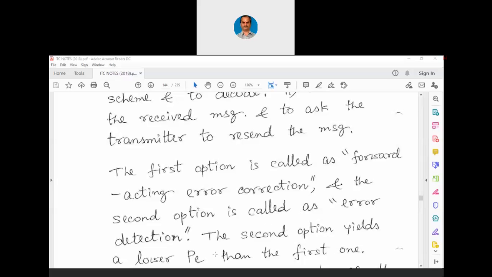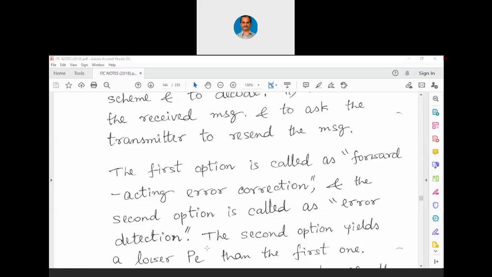Now, the second option yields a lower probability of error than the first one. Why? Whenever error is detected, the receiver will tell the transmitter to send the data back because there is an error. Until the correct data is received, that means either 000 or 111 has to be received, the receiver will not decode the data at all. So that way, the second option has a lesser probability of error than the first one. But what is the overhead? Overhead is time lost in this manner.